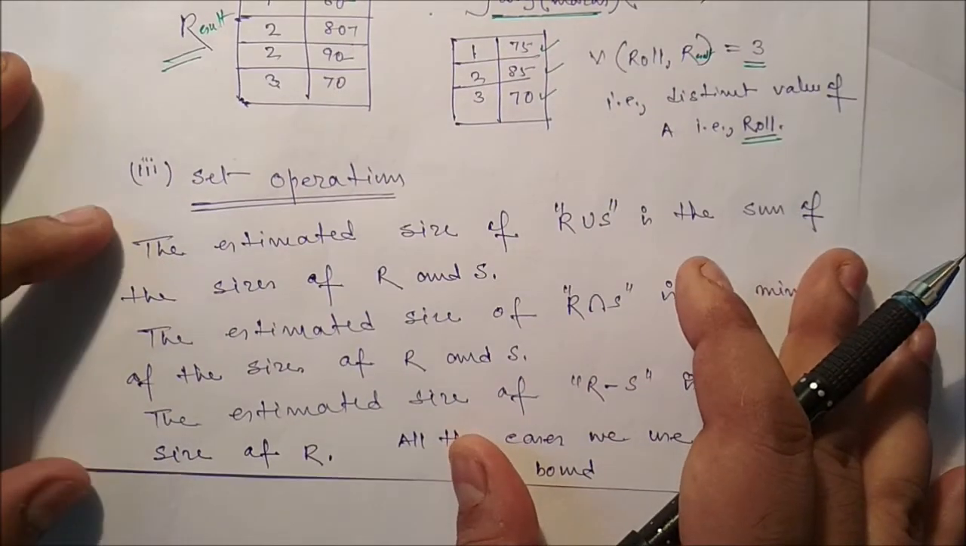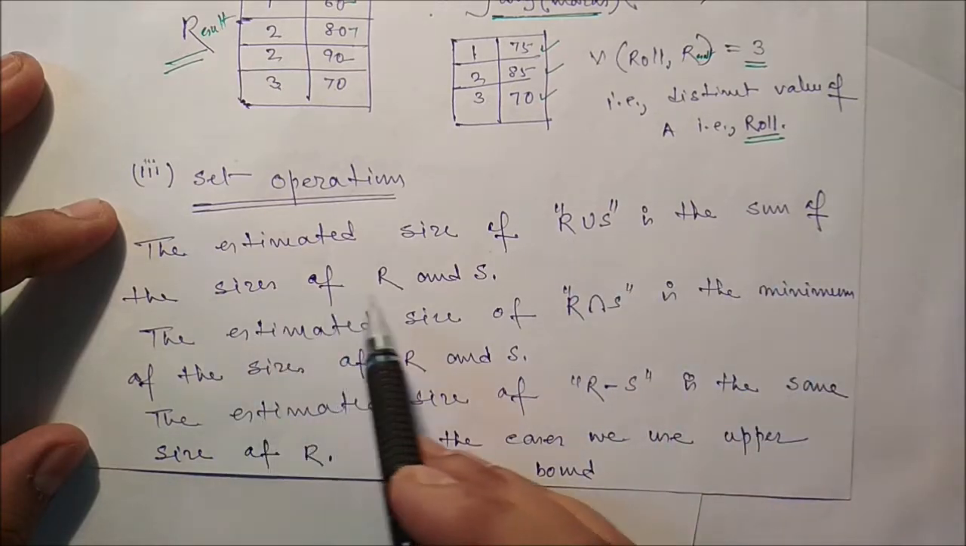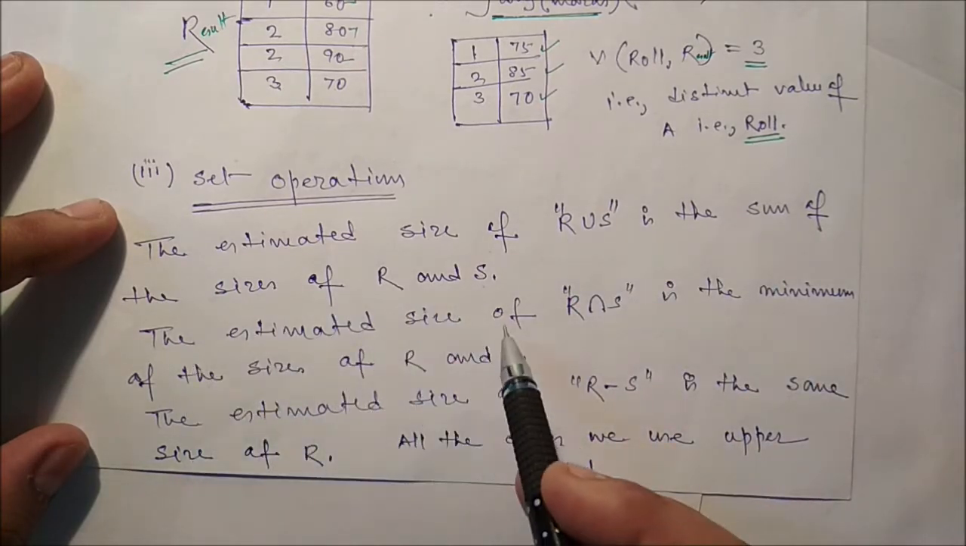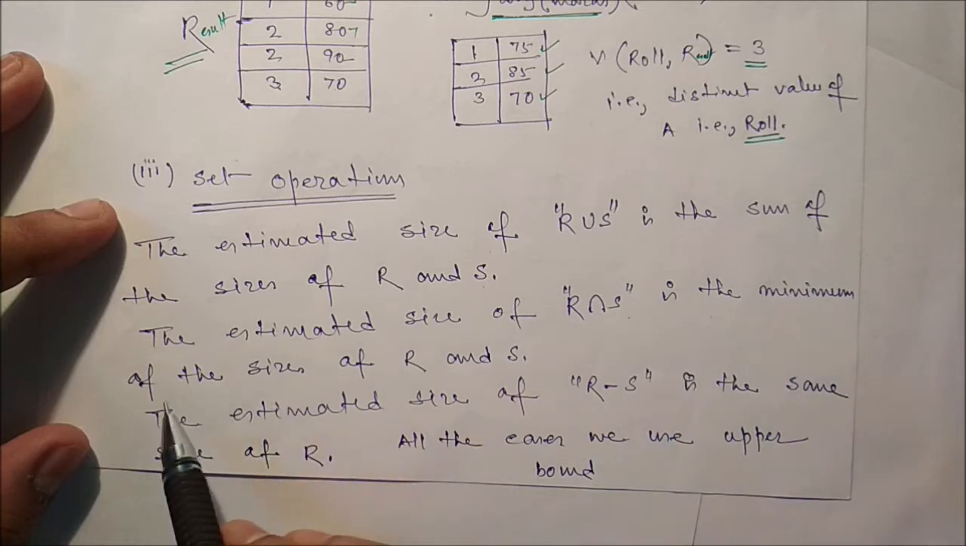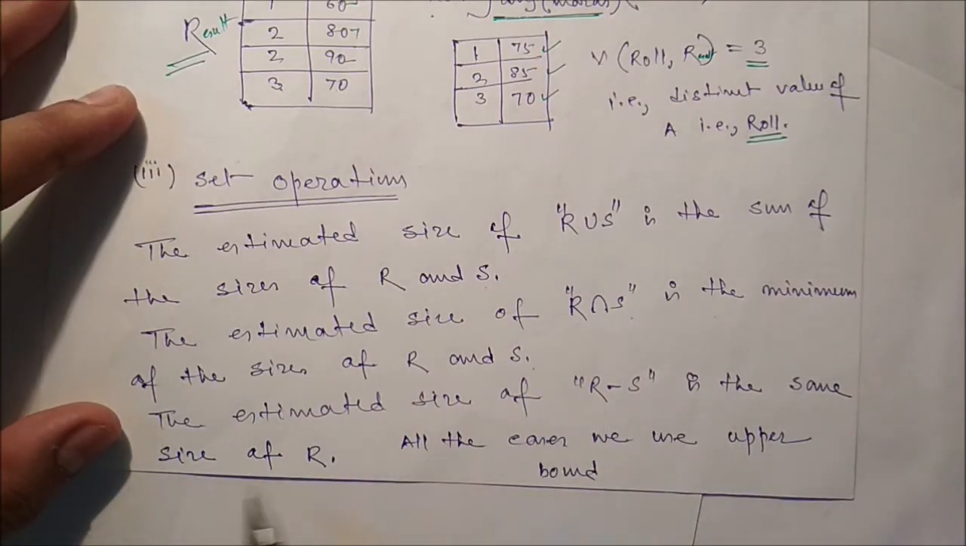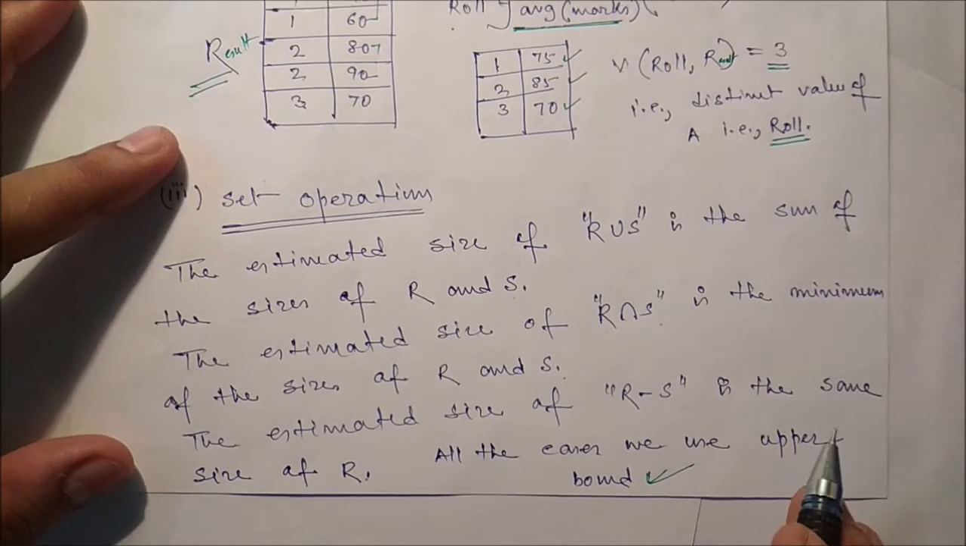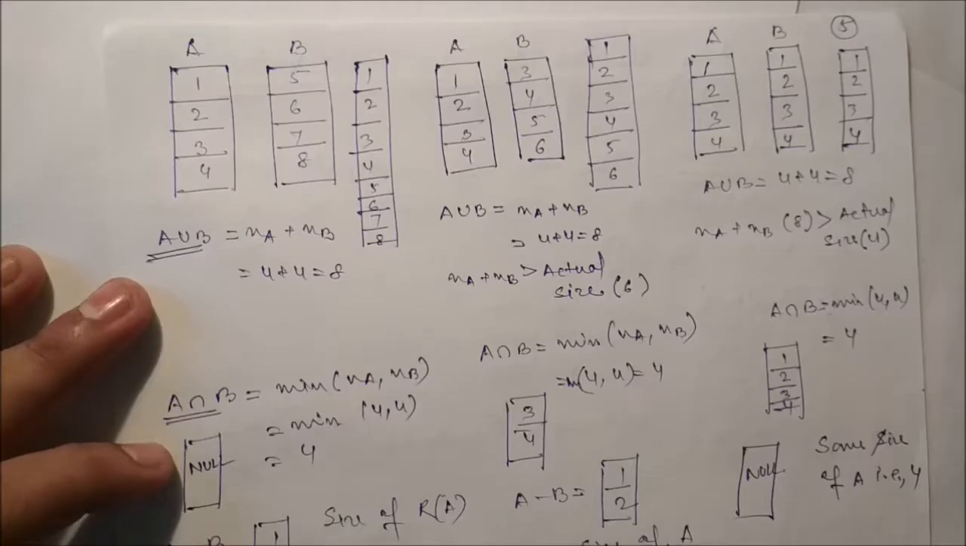Next is the set operation. The estimated size of R union S is the sum of the sizes of R and S. The estimated size of R intersection S is the minimum of the sizes of R and S. Now the estimated size of R minus S is the same as the size of R. In all the cases we use the upper bound. Okay, so we just see example 1.